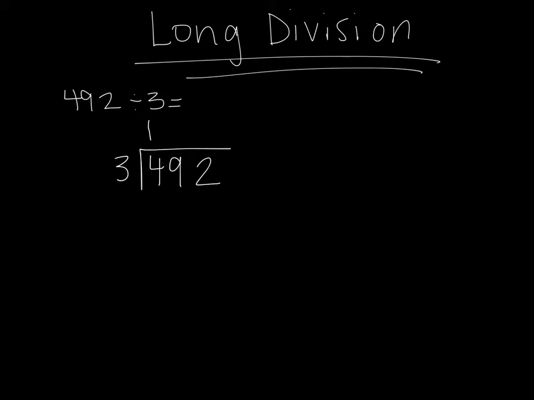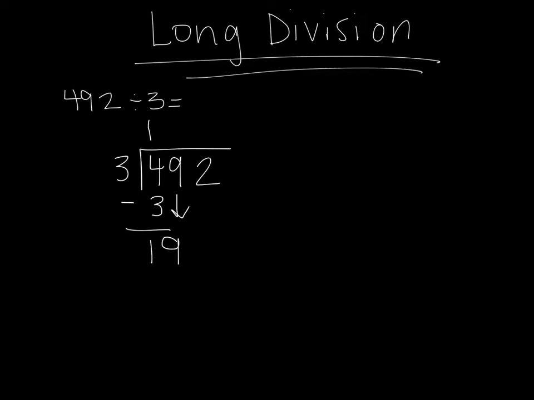Now, when I do 3 times 1, I get 3, so I'm going to subtract 3 from my 4. 4 minus 3 gives me 1. Now my next step is to drop down my 9. Next, I look at the 3 and look at the 19. How many 3's does it take to get me to 19? Or what can I multiply 3 by to get close to or at 19?